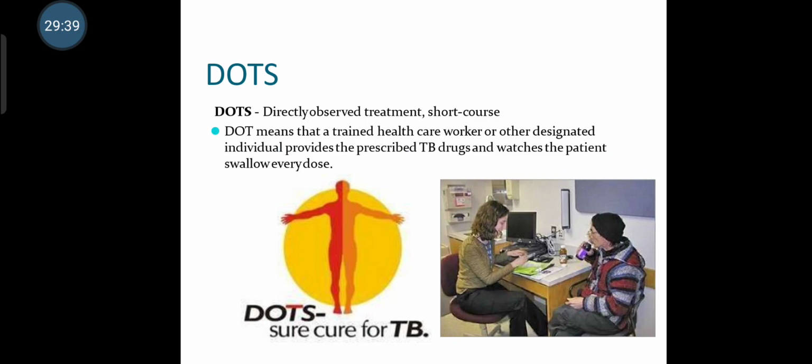DOTS is directly observed treatment, which is a short course therapy. DOT means that a trained health worker or other designated individual provides the prescribed tuberculosis drugs and watches the patient swallow every dose. So here the person is observed whether the person is taking the treatment or not.